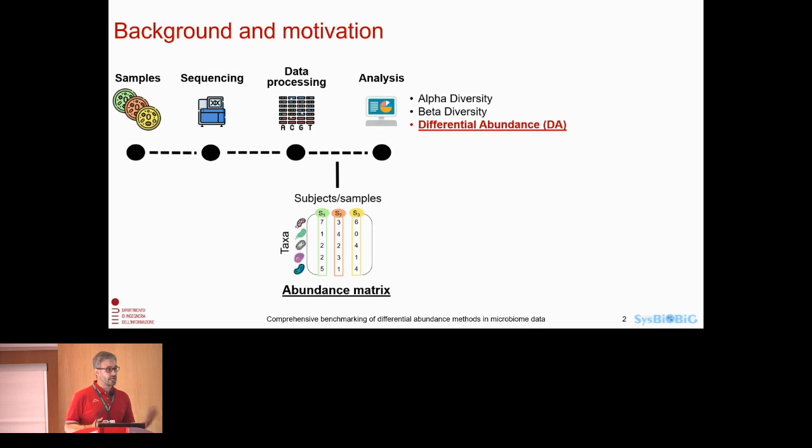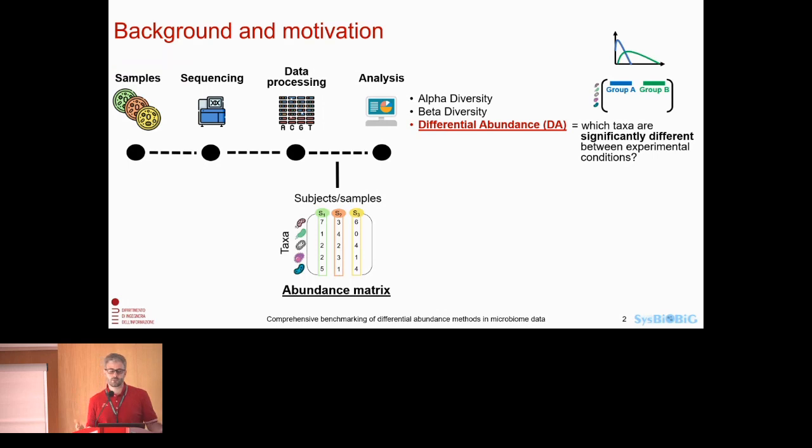The typical ones are alpha diversity and beta diversity, but also a very standard and important analysis is what is defined as differential abundance, or just DA. Roughly speaking, a computational way to identify which taxa are significantly different between the two or more experimental conditions that may be present in our experiment.